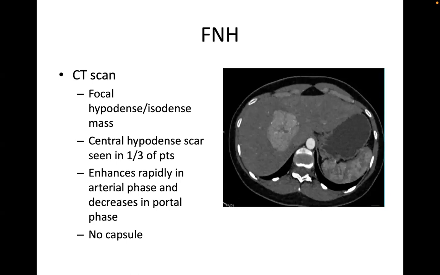And this is the CT scan. We can see the central hypodense area as compared to the hyperdense area of the mass. Here you see that it has taken up the contrast compared to the parts of the liver around it. When we don't see the central hypodense scar, we shouldn't be surprised, because this is only seen in about a third of the patients. It enhances rapidly in the arterial phase and decreases in the portal phase. And usually there is no definable capsule, as we have discussed with adenoma.